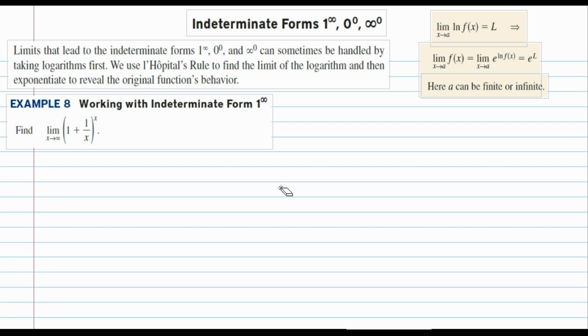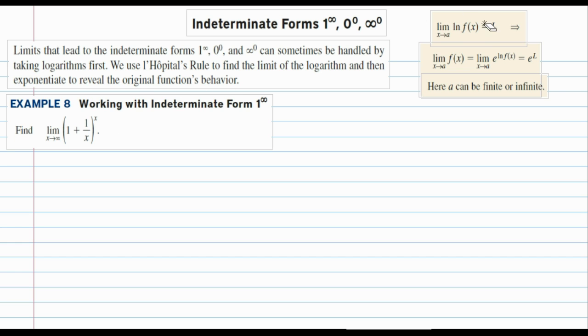Now, a little blurb up here says, limits that lead to the indeterminate form 1 to the infinity, 0 to the 0, and infinity to the 0 can sometimes be handled by taking the logarithms first. So with these three, the exponent types, why not take the logs? It helps you handle those exponents. Then we use L'Hopital's rule to find the limit of the logarithm and exponentiate to reveal the original function's behavior.